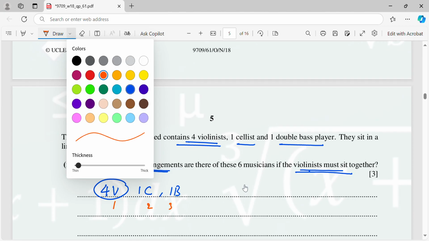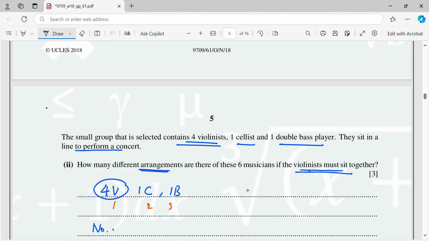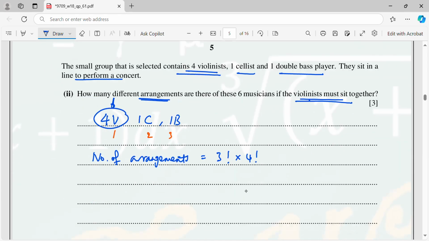So now the number of arrangements will be 3 factorial. Okay, and then multiply with arranging the 4 violinists, so times 4 factorial. Then you will be getting the answer of 144. Right? So done for this question.